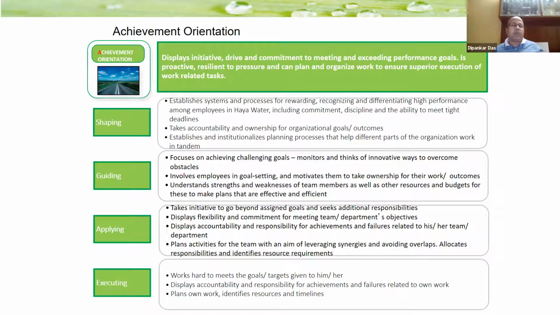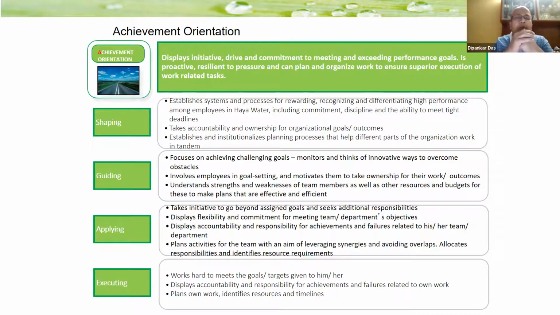plans work. Now, people who are, let's say, team leaders, assistant managers, deputy managers, for them it would be taking initiative to go beyond assigned goals, displaying flexibility, displaying accountability, planning activity for the team. So if you notice, it is not just for themselves as individuals, it is more for the team. Then guiding would be for, let's say, managers, senior managers, AVPs, etc. So focusing on achieving challenging goals, involving employees in goal setting, understanding strengths and weaknesses of team members, etc.